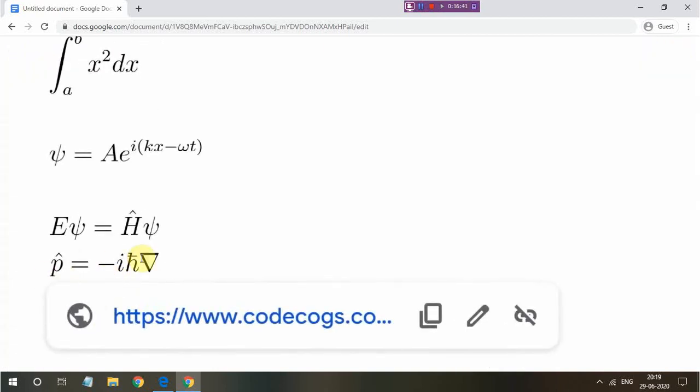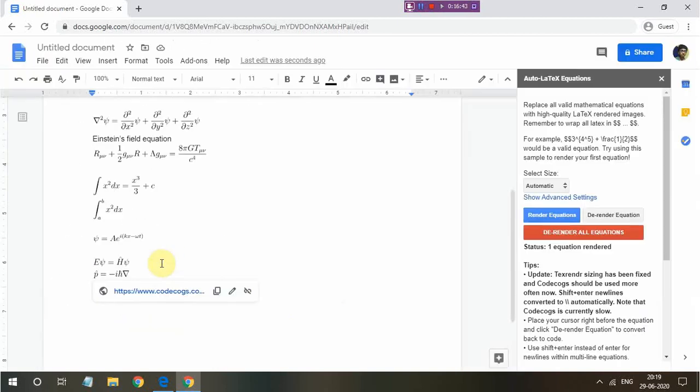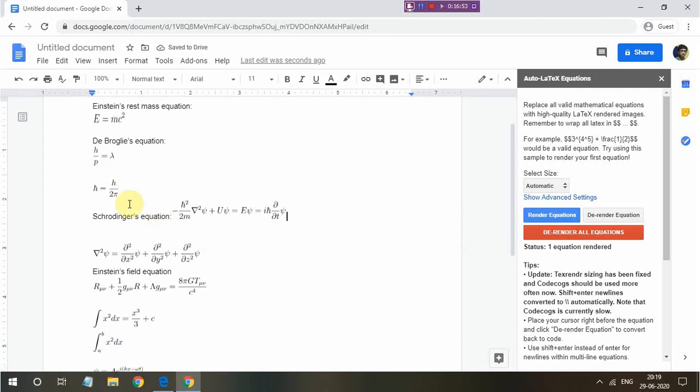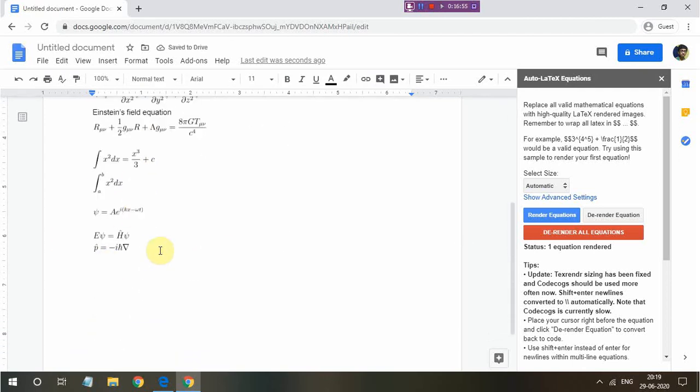Yeah, p cap, or the momentum operator, is minus h cap del. Like this you can type such equations also. Of course, anything you can type in LaTeX. Some things might get a bit tricky, and anyway these equations we type are complex enough, they're not simple equations, you know what I mean.